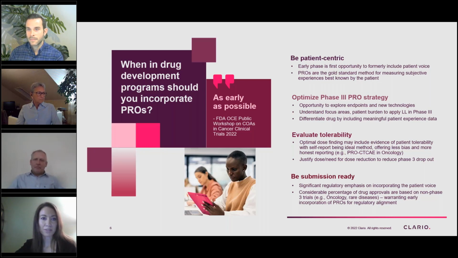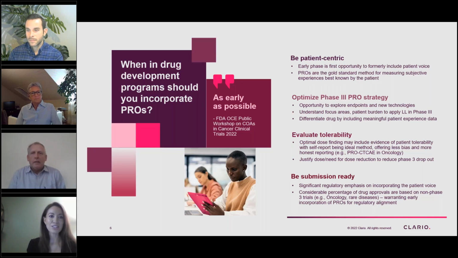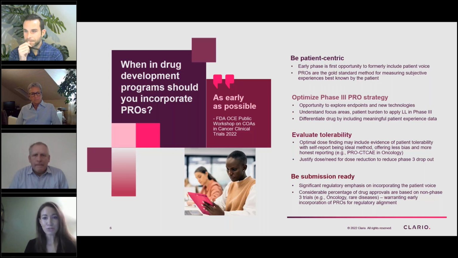Incorporating COAs early also allows you to optimize your phase 3 strategy. So incorporating COAs early gives you that opportunity to potentially explore new endpoints or new technologies. You can explore new ways to measure patient functioning, for instance, such as wearable devices. And early phase studies kind of provide you that type of test run of your COA strategy. So what did you learn in phase 2? So you know what might need to be improved for phase 3.